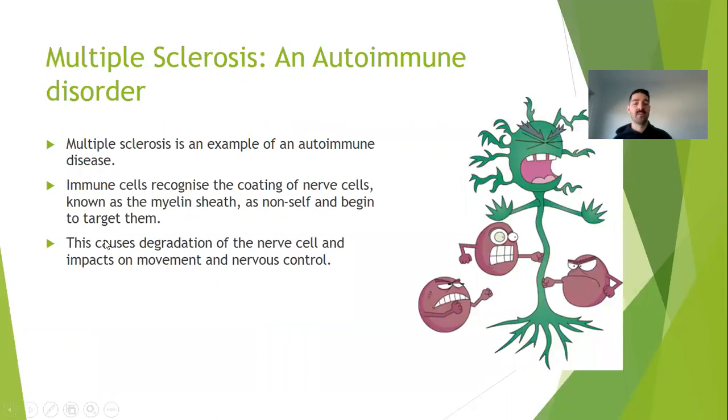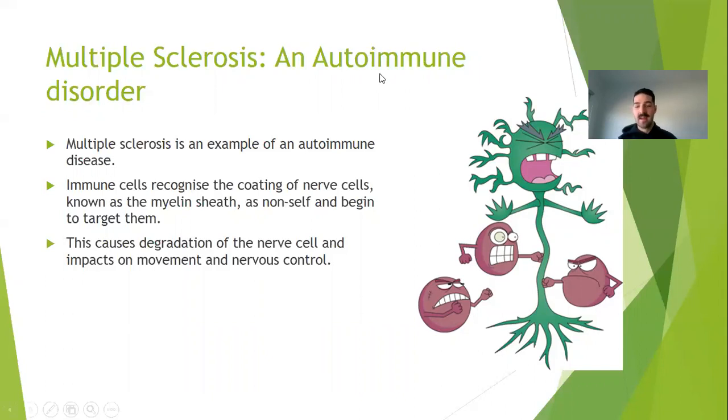So multiple sclerosis, this is the example that we need to know of, is an example of an autoimmune disorder. That's where our cells are recognizing our self cells as non-self and attacking them. Now in multiple sclerosis, it's a very specific section of cells. Our nerve cells are covered with a coating called the myelin sheath. And for some reason, our immune system identifies them as foreign and starts to target them. And this actually causes the nerve cells to eventually start breaking down, and it starts impacting on people's movement and their ability to control via their nervous system.